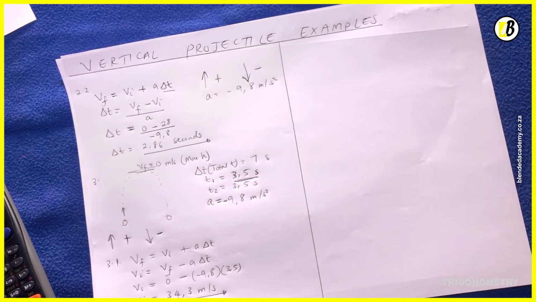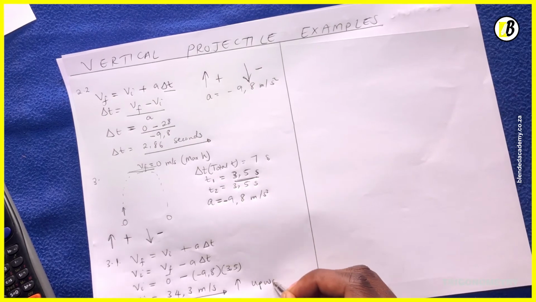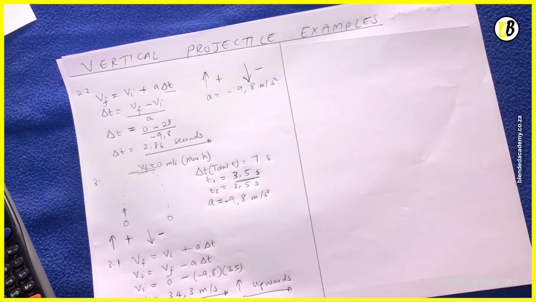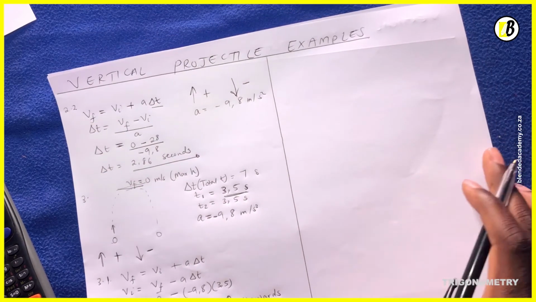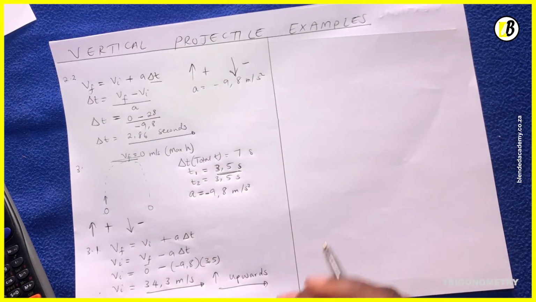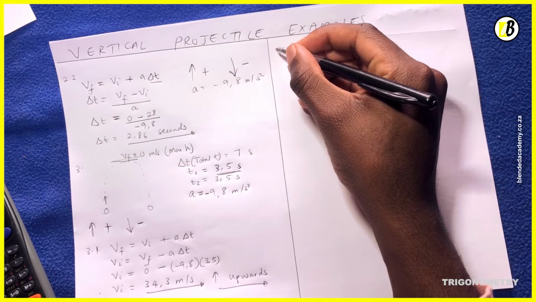And remember, since it's a positive value, it shows that this velocity is directed in an upward direction. So it's going upwards. So it will be 34.3 meters per second upwards. You understand? So you need to be consistent with your directions. You need to be very careful when it comes to that, because putting a wrong sign is going to jeopardize your entire solution. So you need to be very careful when it comes to that.